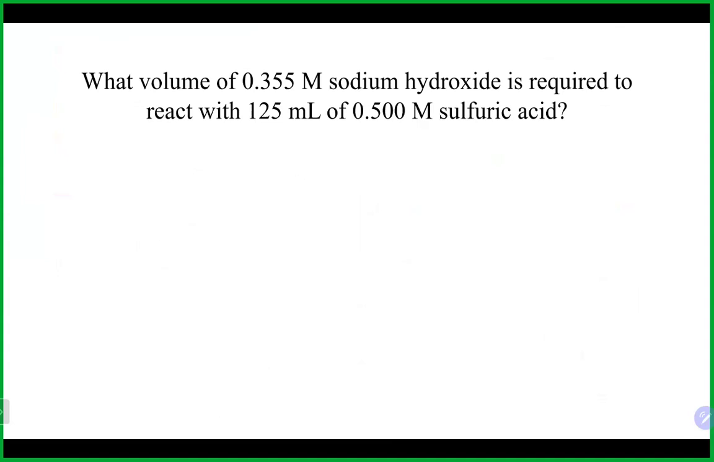What is the volume of 0.355 molar sodium hydroxide that's required to react with 125 milliliters of 0.5 molar sulfuric acid, which is really just a stoichiometry problem. So again, we are not given any equation, so you got to start with that. Sodium hydroxide is NaOH. Reacts with sulfuric acid, which is H2SO4. Again, I know it's that because ic is 8, right? So that sulfate is basically the guy that's there.